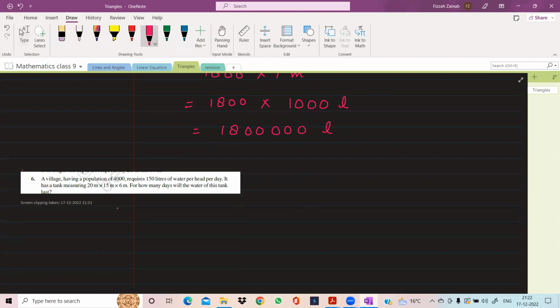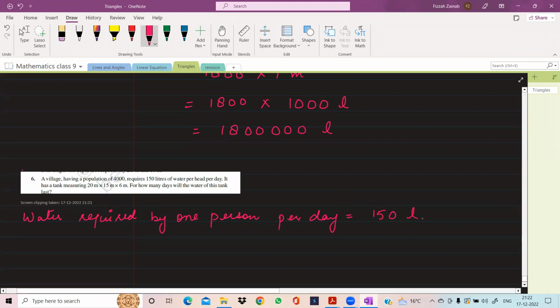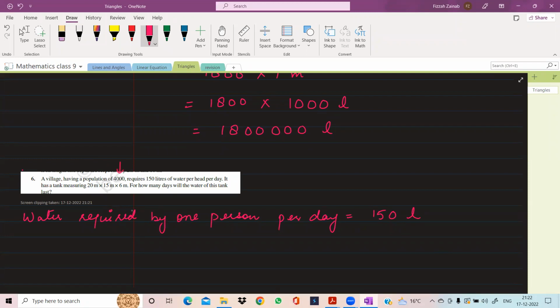So how much water is required by one person per day? This is given in the question. How many? 150 liters. Clear? And total people are how many? 4,000. So you multiply by 4,000 to get the total water required every day.